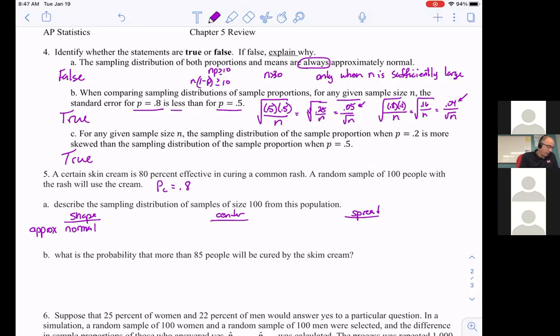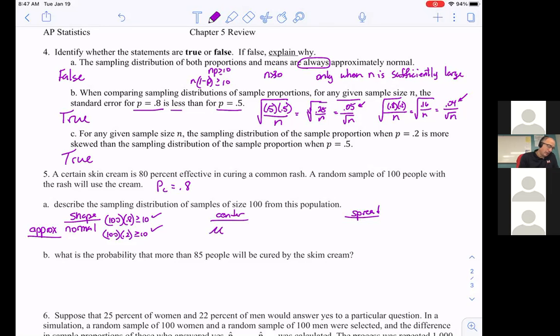Our shape is going to be approximately normal, and I'll underline approximately again because we need that word in there. And again, it's a proportion. So that means if we take 100 times 0.8, is that greater than or equal to 10? And then we'll have 100 times its complement of 0.2, and is that greater than or equal to 10? So in this case, we have 80 and 20, both of them being greater than 10, so we are good.